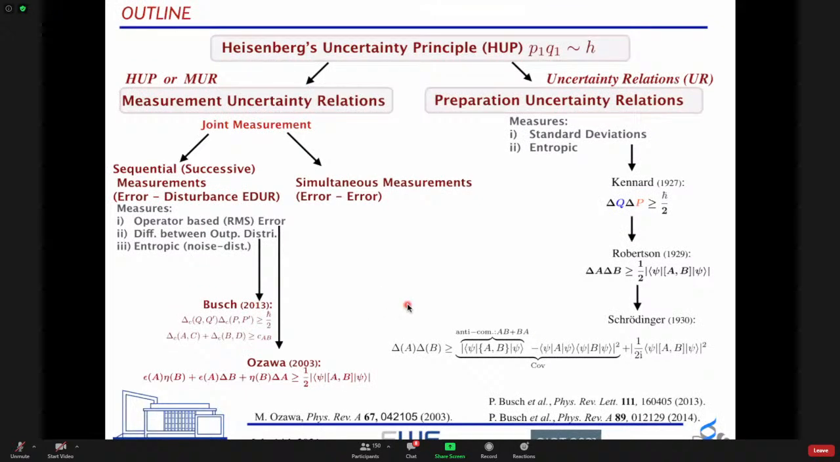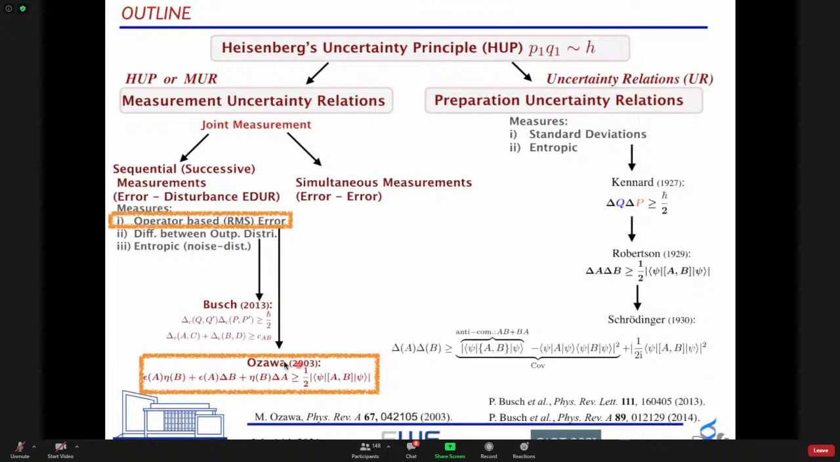So we go now back to our schematic with a little bit more detail. On the side of the preparation uncertainties, we have these typical measures like standard deviations, as for Kennard or Robertson, or later Schrödinger. Also entropic relations, maybe we come to this later. And now here, for our measurement uncertainty relation, we need new measures. We need to define measures for error and disturbance. And there are at least three schemes I would like to present today. There's the so-called operator-based root mean square error proposed by Ozawa. There's the difference between output probability distributions proposed by Paul Busch.